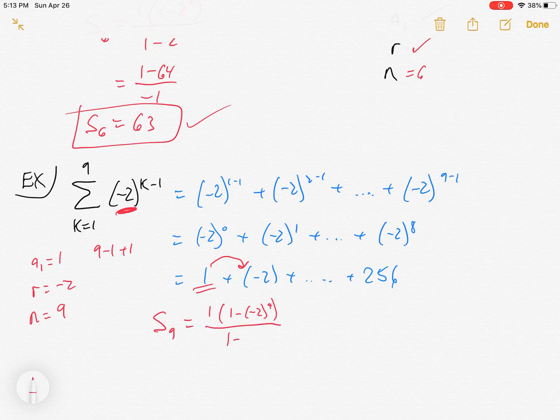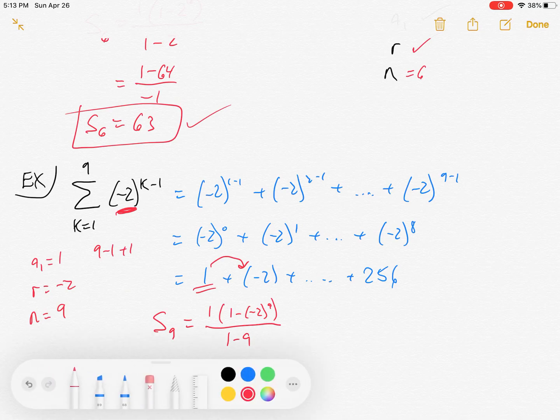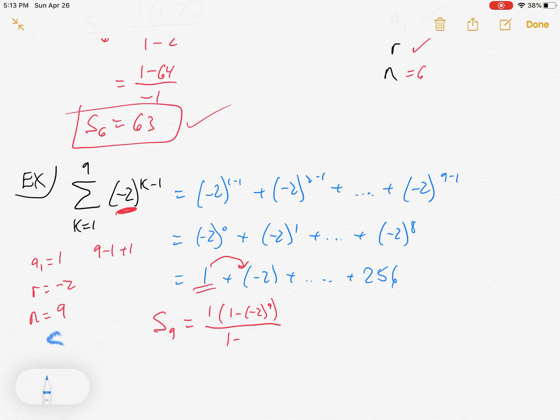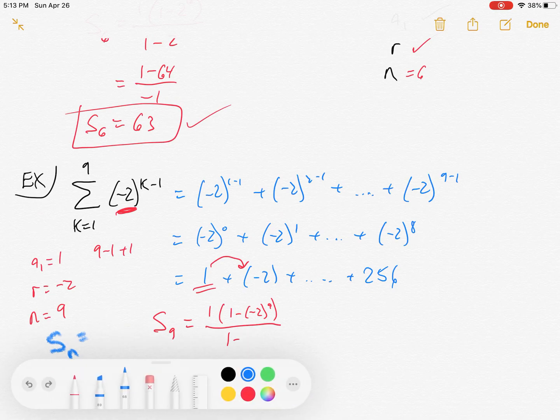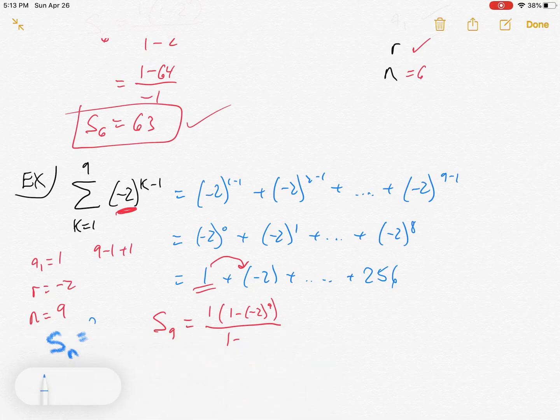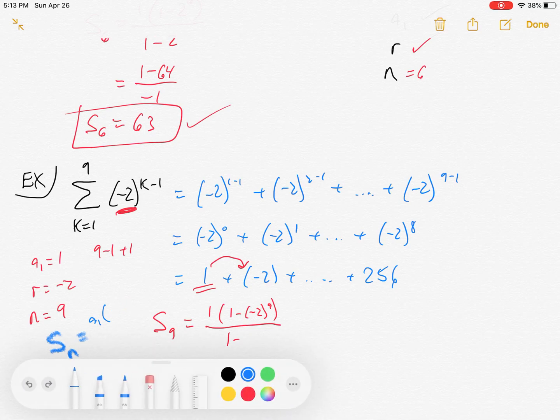How many numbers are there? 9. You subtract the numbers and add 1. So it's 9. So we're ready to do this. So the sum of these 9 numbers is 1 times 1 minus negative 2 to the 9th over... I'm sorry, it's not 9. This is why it's good to write down the equation. Let's do that.